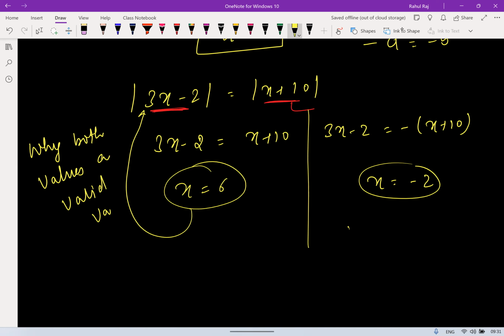Imagine if I put here mod, now see both the values are valid because half is equal to mod of minus half is half. So when mod is not only on one side, that's the moment you check the validity of a solution, else you won't check the validity. Why? Because any values coming out of mod on both the sides of equation will always be positive. This is a very basic understanding of what modulus is. Everything is an extension of this only.